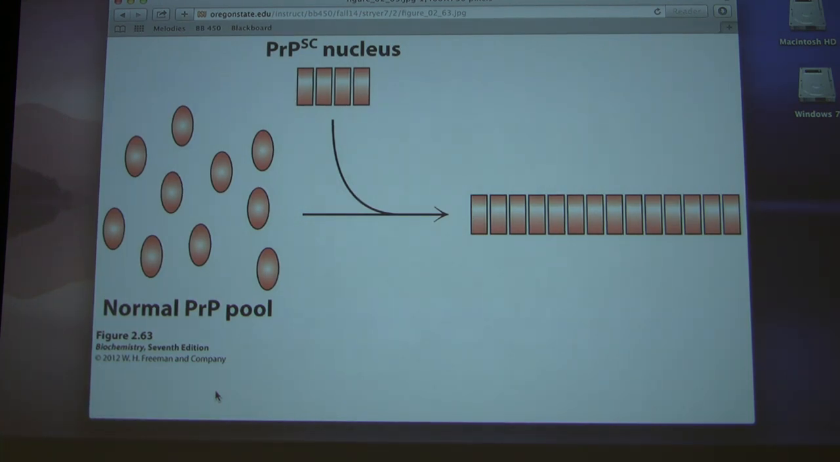Are all prions extremely stable? The answer is basically yes, they are. Question back here. Do all prions cause other proteins of the same type to misfold? That's the way they work. Yes. Back there.